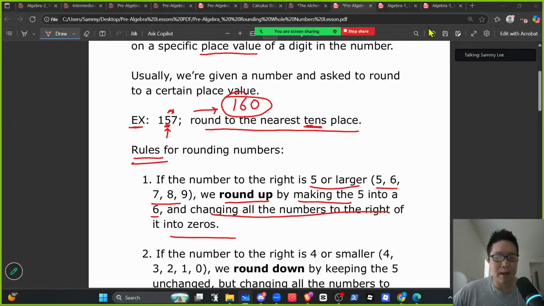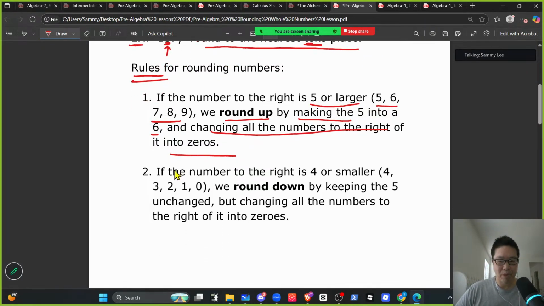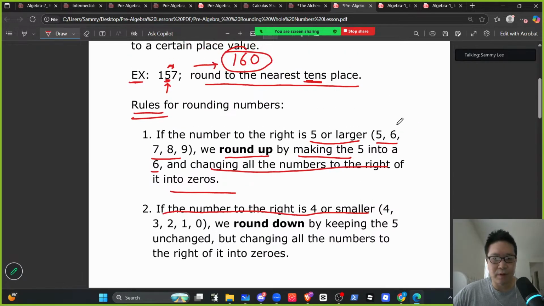Let's look at rounding down. The rule for rounding down is this: if the number to the right is 4 or smaller. For example, for 157, we're asked to round to the tens place. The number in the tens place is 5, and the number to the right is 7.